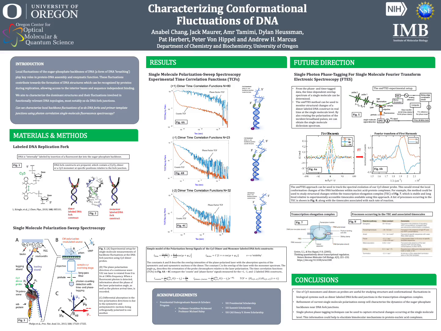So to conclude, the use of Cy3 as probes is useful for studying structure and conformational fluctuations in biological systems, such as dimer-labeled DNA forks and junctions in the transcription elongation complex. And single photon phase tagging techniques can be used to capture structural changes occurring at the single molecule level. And this information could help to clarify biomolecular mechanisms in protein nucleic acid complexes.